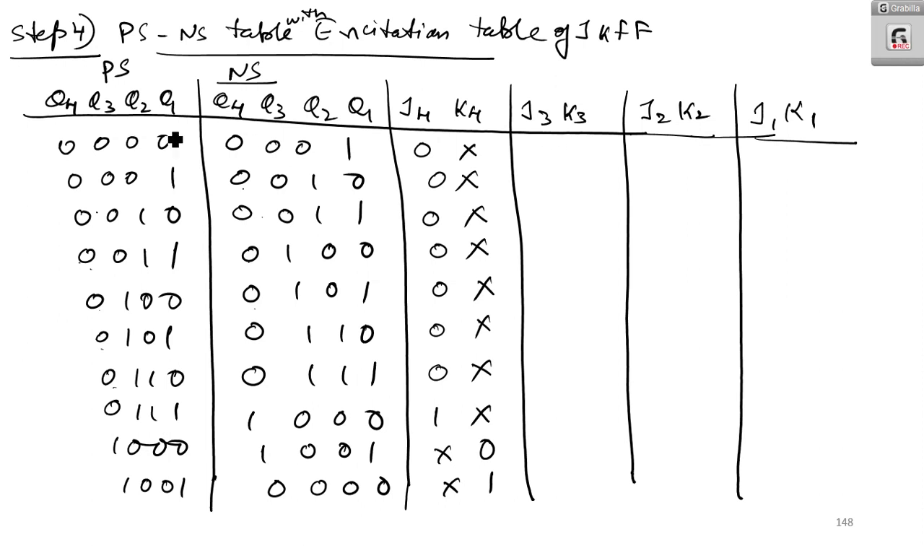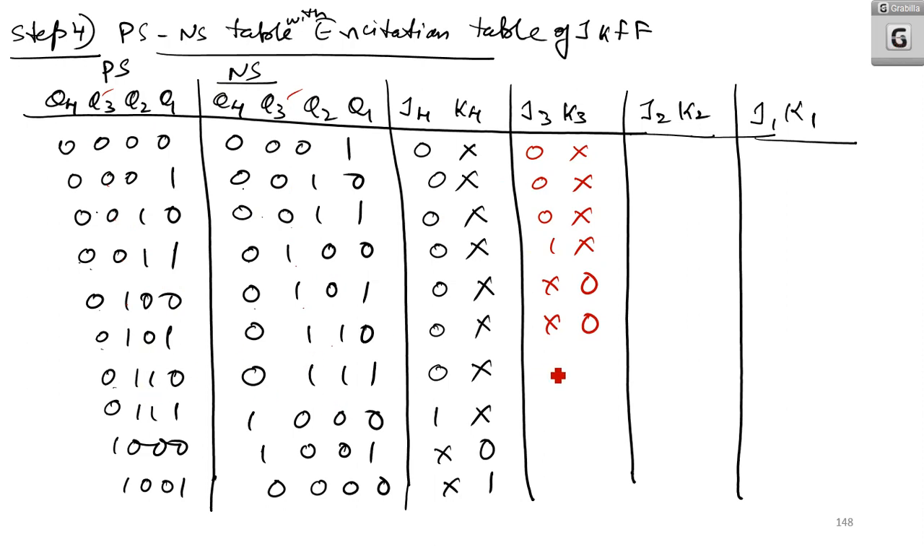Now come to J3 and K3. J3 and K3 means you should go with the present state and next state of Q3. You take Q3 only. 0 to 0, it is 0, don't care. 0 to 0, 0, don't care. 0 to 0, it is 0, don't care. 0 to 1, 1, don't care. 1 to 1, it is don't care 0. 1 to 1, don't care 0.